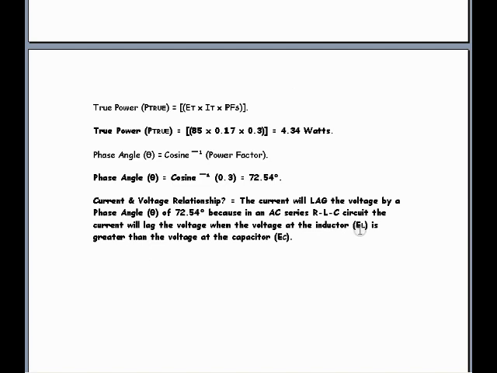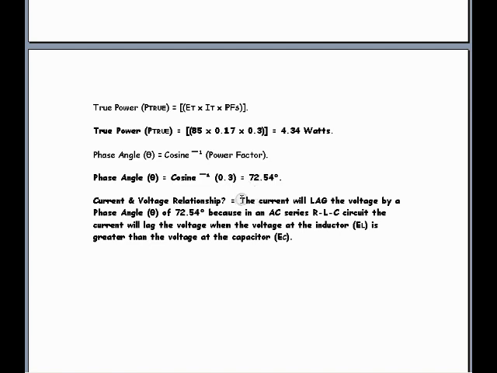And because the voltage is greater at the inductor compared to the capacitor, the current will lag the voltage by a phase angle of 72.54 degrees. So this means that the voltage is dominant and coming sooner than the current. And in an electromotive application, the voltage dominates the RPM of the motor and the current dominates the torque of the motor. So if this was an application where the RPM was more critical, this given circuit at its given setting would be sufficient to satisfy that torque curve on the motor.